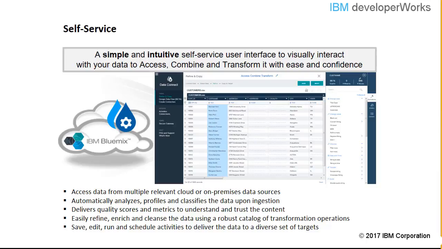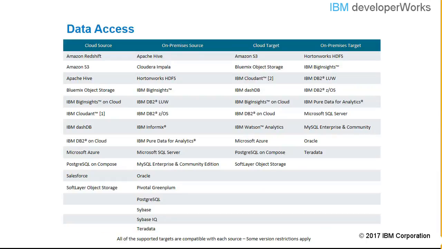Once an activity has been defined, it can be saved, executed immediately, or scheduled to be delivered in the future, and also triggered via an API call. Now, in terms of what kind of data can be accessed via Data Connect, we have a list that is current as of the time of the recording of this unit. And as you can see, it supports a variety of data sources, both cloud-based and on-premise, as both sources of data and targets to which refined data can be delivered.